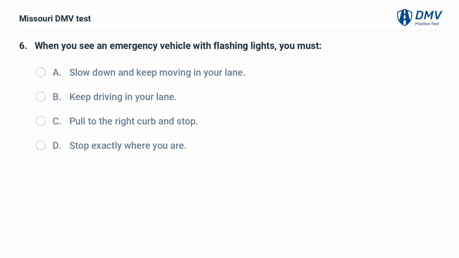When you see an emergency vehicle with flashing lights, you must A. Slow down and keep moving in your lane. B. Keep driving in your lane. C. Pull to the right curb and stop. D. Stop exactly where you are.